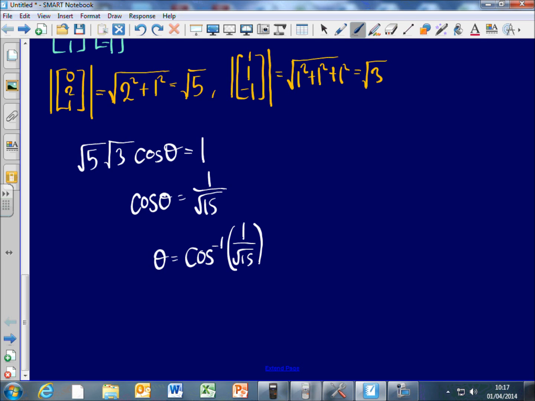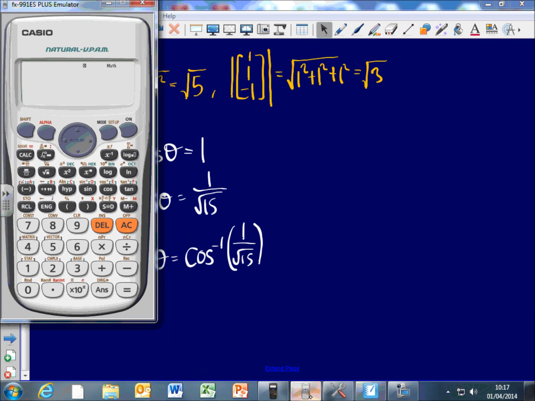So let's just have a look. I'll put it in the calculator here. We've got inverse cos, let's have a look. Inverse cosine of 1 divided by root 15. There we go, which is 75 degrees.